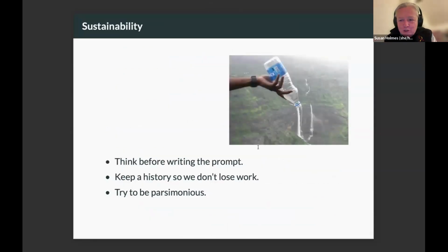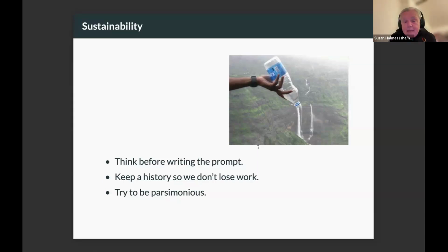There is a question. So you're in Algarve, and I know, because I live not so far away, that water is very important. And so what I tell my students is a conversation with ChatGPT can be the equivalent of throwing a bottle of water away. So you have to think before you're writing the prompt. And you should keep your history so you don't lose your work and have to start again and again.